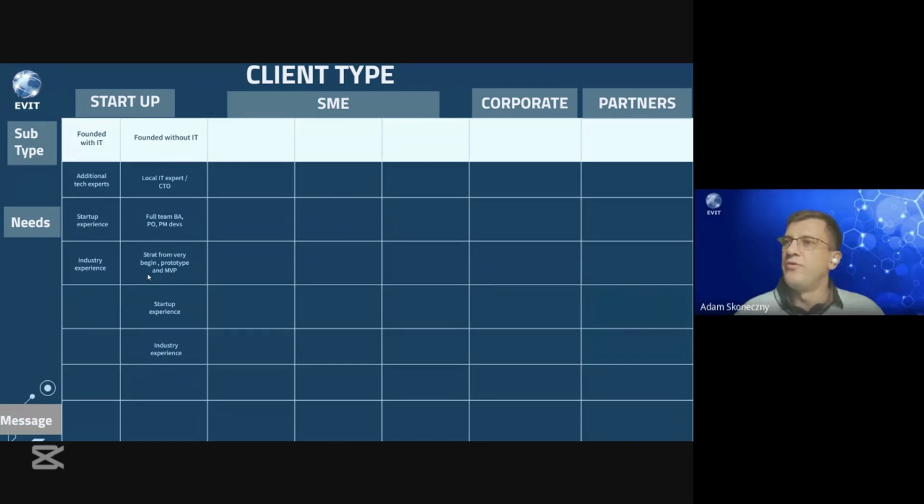Okay, so let me move on to SMEs. The first subtype of SME, I call it, is those that already have a stable, existing product. What are their needs? If there is an existing product that is already operating and commercialized, there is cash flow from it. So one of their needs could be that they want to reduce costs.